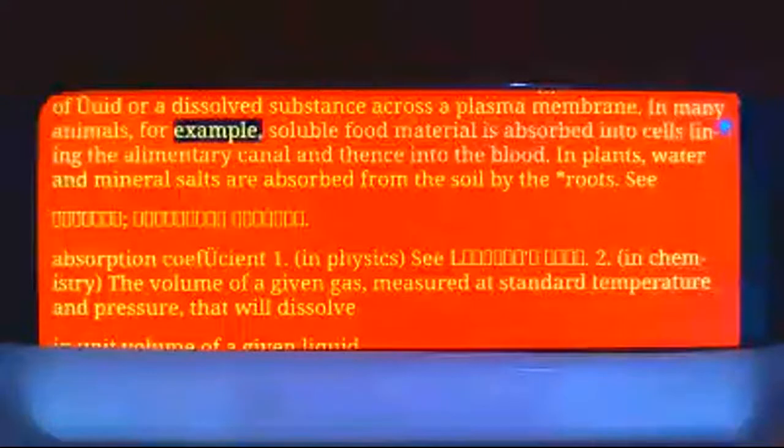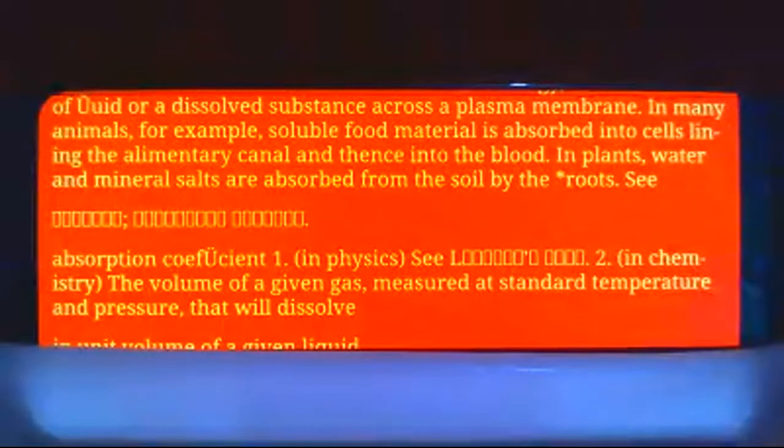When a photon is absorbed, there is a transition to an excited state. 3. In biology, the movement of dissolved substances across a plasma membrane. In many animals, for example, soluble food material is absorbed into cells lining the alimentary canal and thence into the blood. In plants, water and mineral salts are absorbed from the soil by the roots.